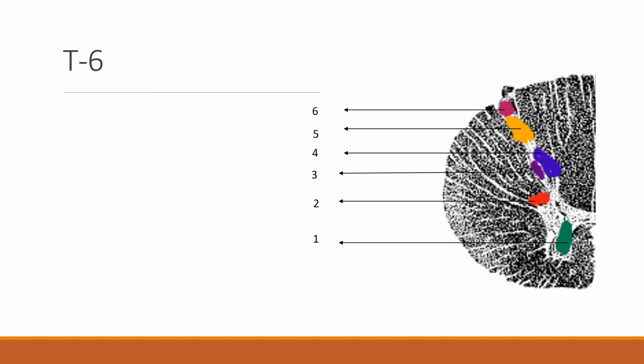But the red color shows the lateral gray column is present here because we said that it extends from thoracolumbar segments and also again S2, S3 and S4. So at T6, that neural group is going to be present.